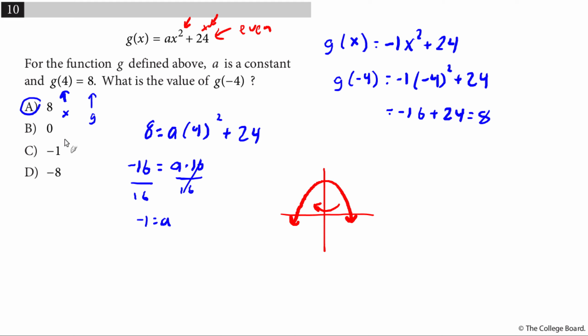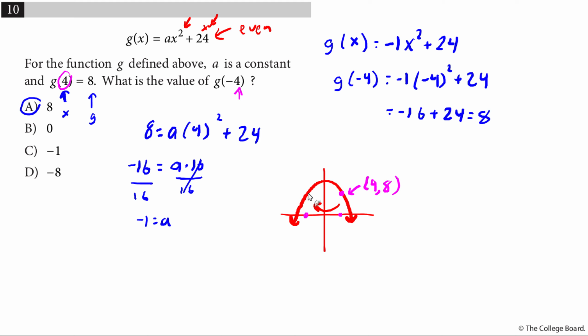Now, how is that useful? Well, if I look here, this is g of 4. That's 4 units right, and 4 units right, I have this point 8 units up. But since this is an even function and it's symmetric about the y-axis, if I know what happened 4 units right, I automatically know what happens 4 units left.